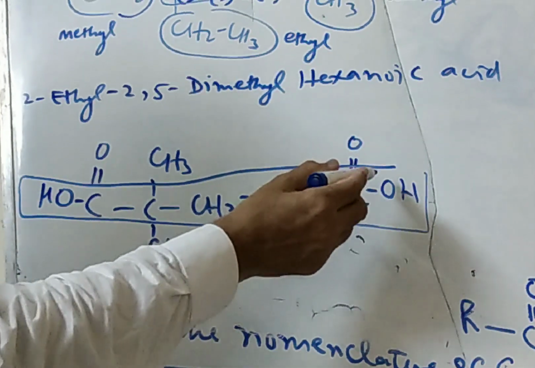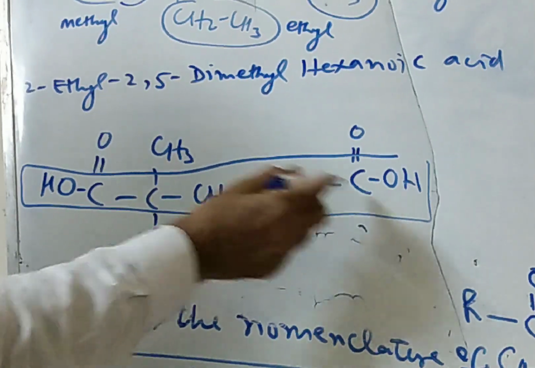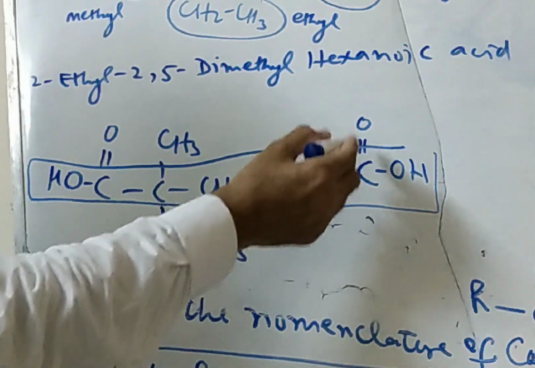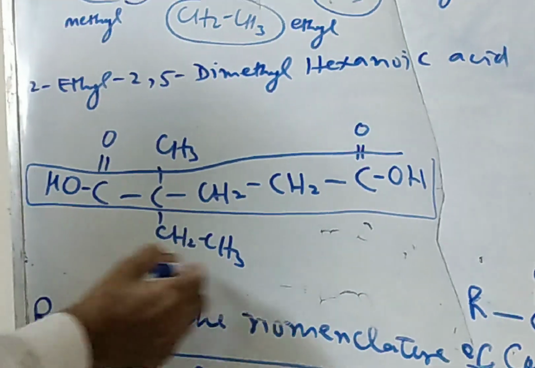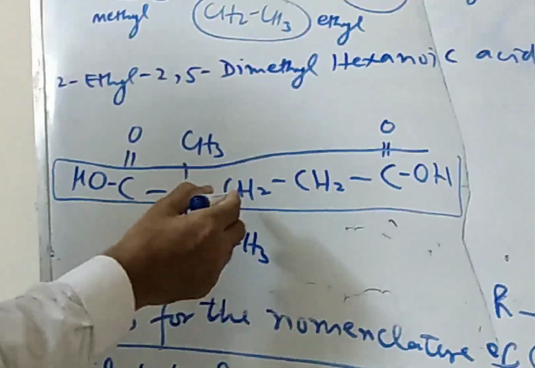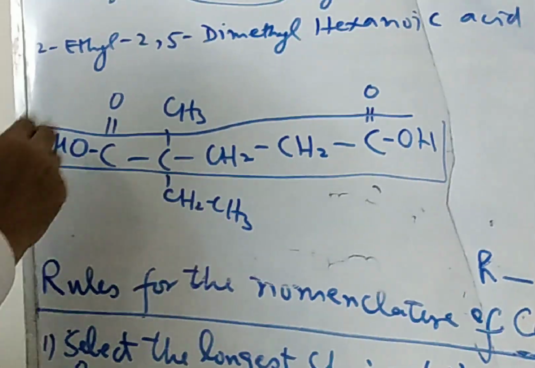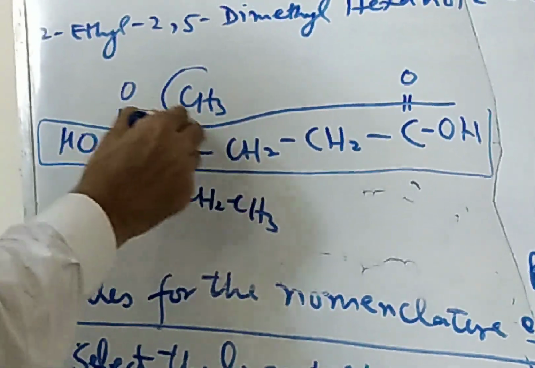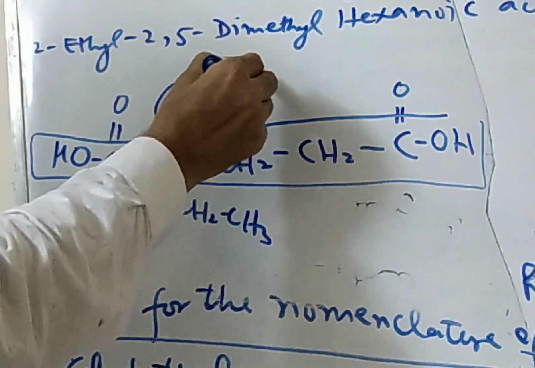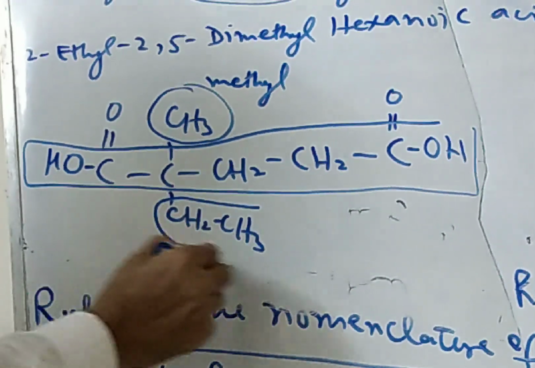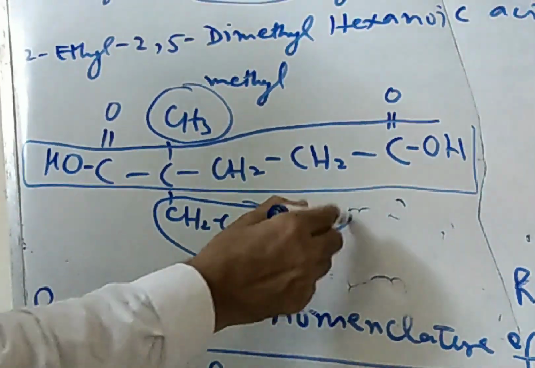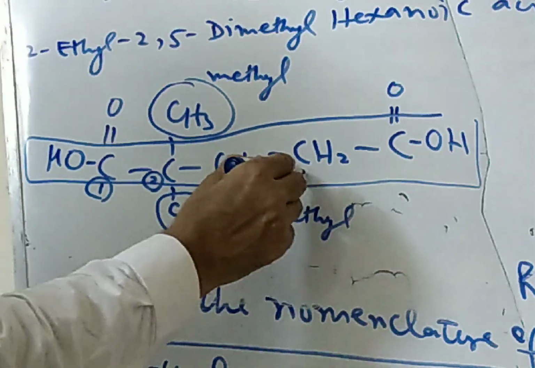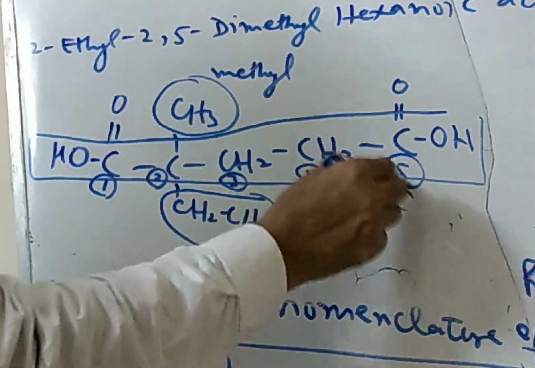Now this COOH also comes on the first position. This COOH also comes on the first position. But from here, 1, 2, 3, 4, the alkyl radical comes on the 4th position. But from this left side, it comes on the second, 1, 2. So this is the methyl and this is the ethyl. So it is the 1, 2, 3, 4 and this is the 5.